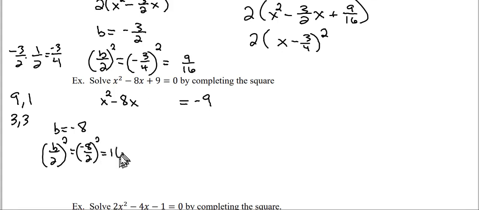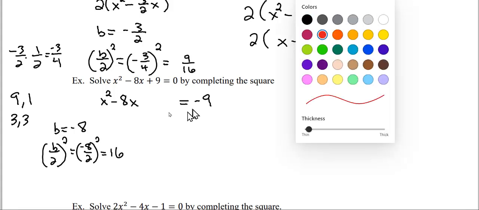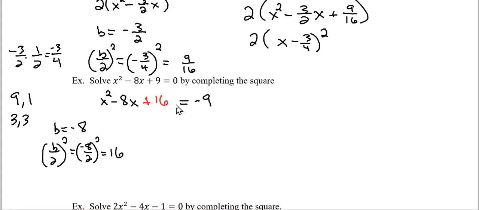Squaring that is 16. That means we are going to add 16 here. But I can't just add 16 to that side of the equation. That changes the equation, which means it changes the solutions. An equation is like a scale, right? It's balanced. We have to balance it. So we are going to add it to both sides of the equation to keep it balanced.